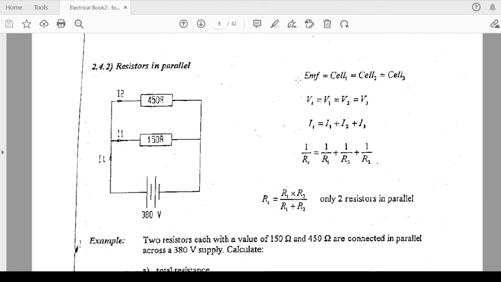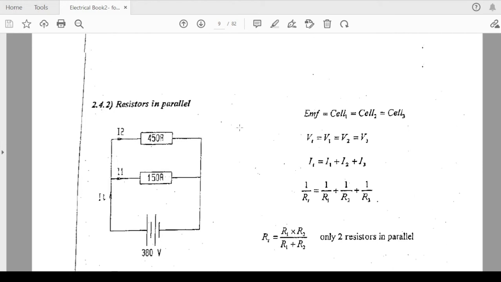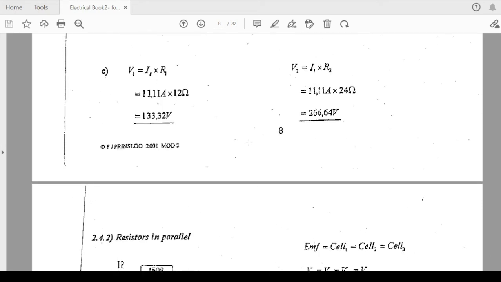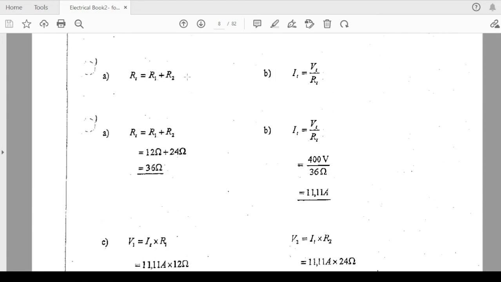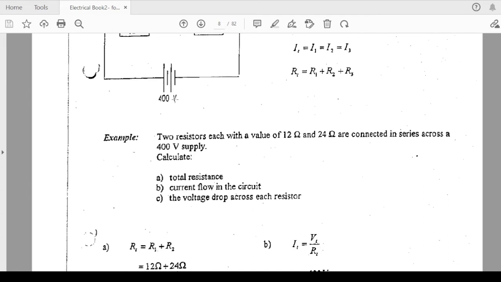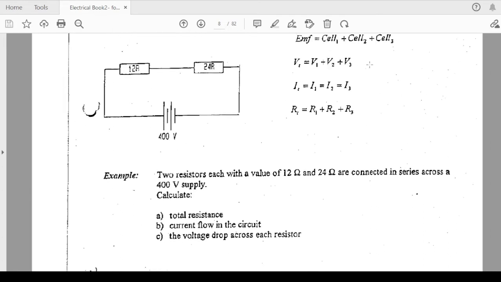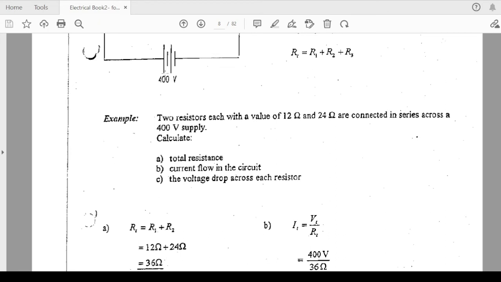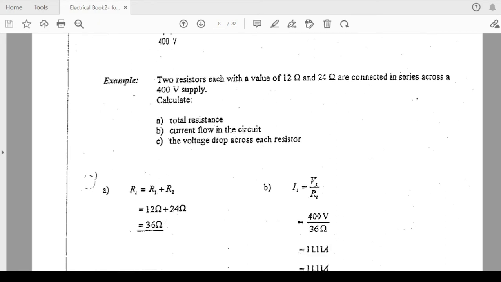Clear? Yes. Okay, let me take you a little bit backwards. I want you to see that when you talk of V1 plus V2, it should add up to voltage 400. We said, there is the formula. Total voltage is V1 plus V2 plus this V3. But yes, in our case, we only have V1 across resistor 1 and V2 across resistor 2. But when we add them, are we getting 400? Yes, we have to get 400. Check.